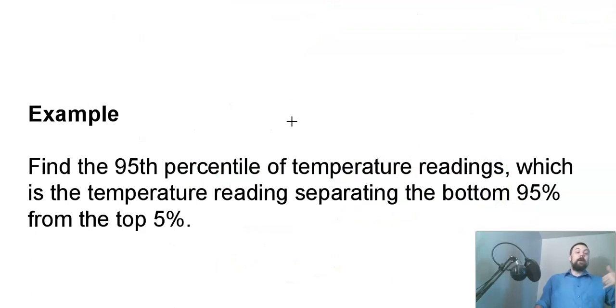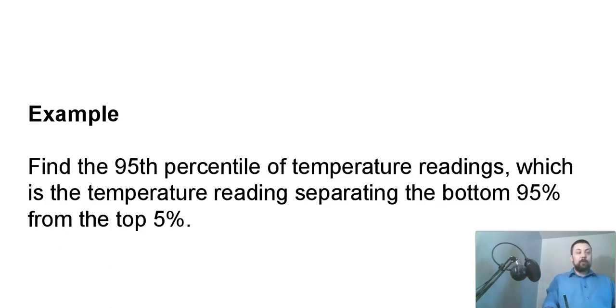In this case, we're going in the reverse direction. We're being given the probability, and we want to work backwards to find the temperature reading that corresponds to that probability. So find the 95th percentile of temperature readings, which is the temperature reading separating the bottom 95% from the top 5%.